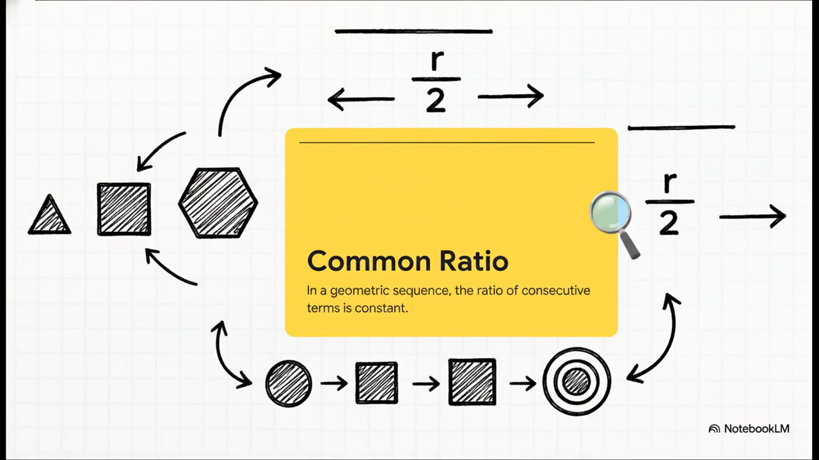So with a geometric sequence, we're not thinking about the difference anymore. We're thinking about the ratio. This means if you divide the second term by the first term, you'll get the exact same answer as dividing the third term by the second. That constant value is what we call the common ratio.